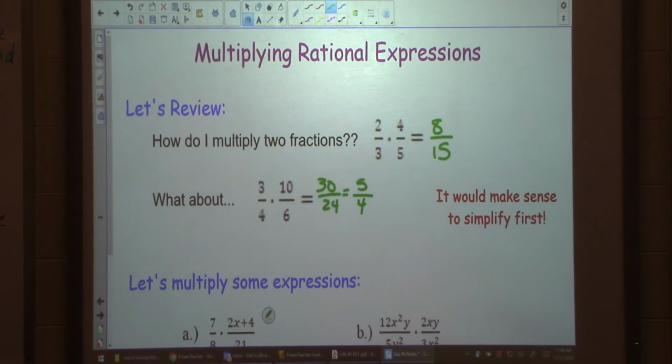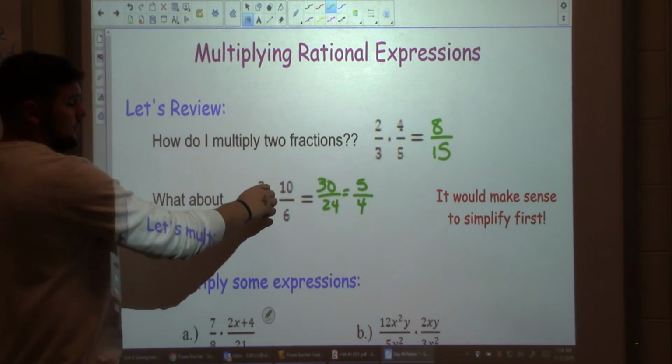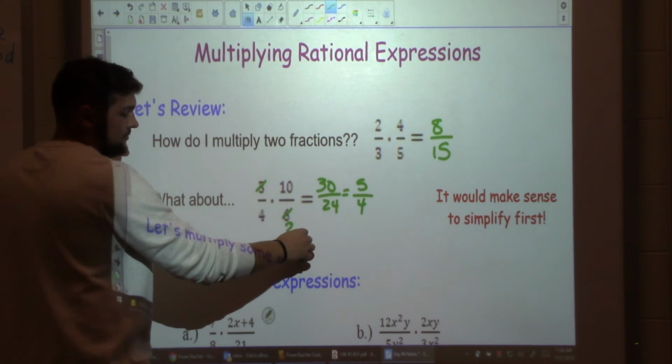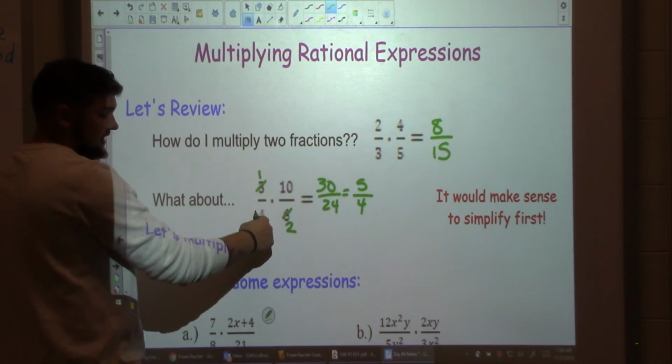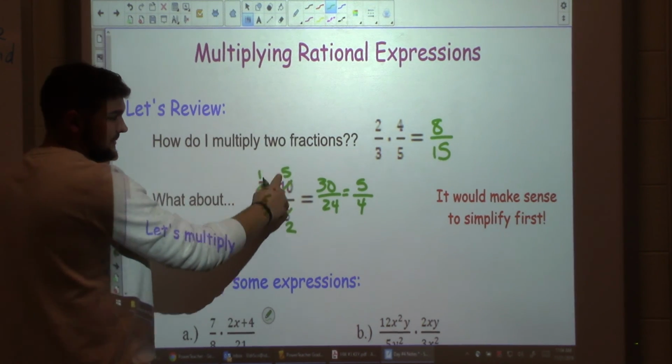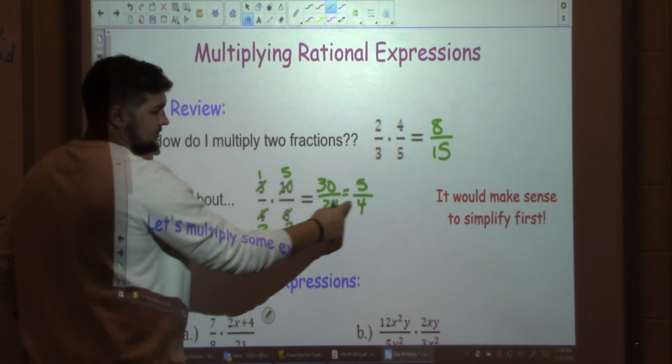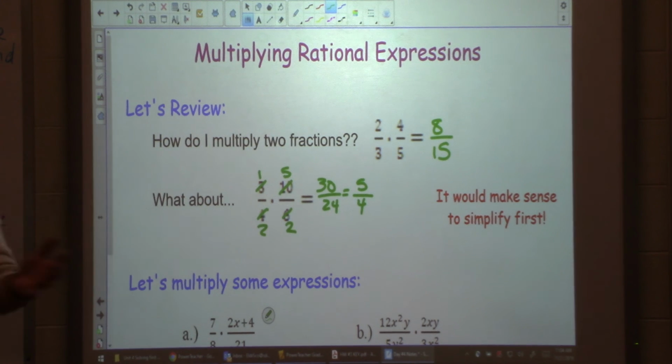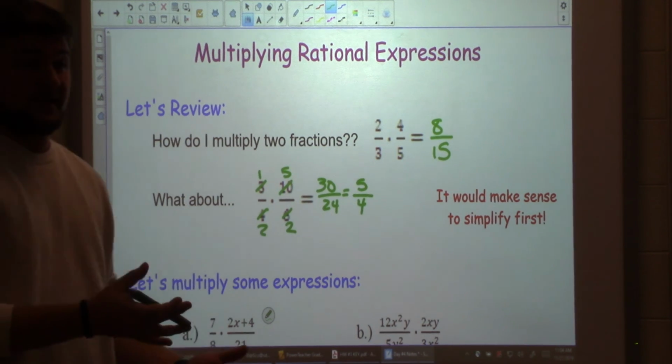When we start dealing with rational expressions, it might be easier to simplify it before we actually multiply it, right? I could look at this and say, well, 3 and 6, I can take a 3 out of both. 10 and 4, I can take a 2 out of both. I get 1 times 5 is 5, 2 times 2 is 4. It gets me the exact same answer. If I simplify first and then multiply, I get the same answer as multiplying and then simplifying.